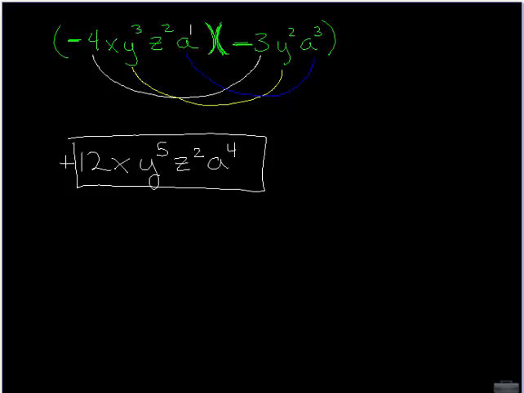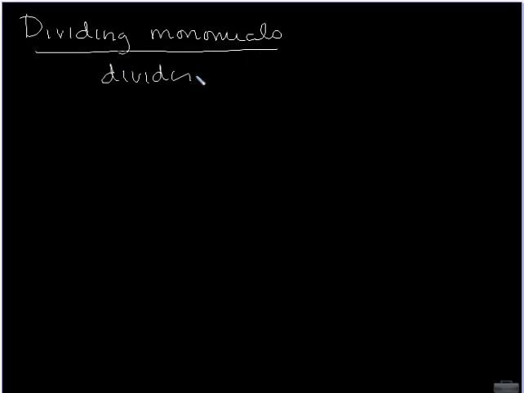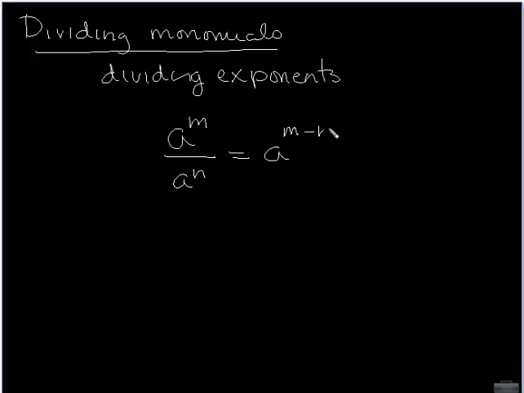Now when we divide monomials, we use the rule for the quotient of powers, and we'll write down all the rules at the end. So dividing monomials uses the rule for dividing exponents. If I have a common base and I divide, I'm going to subtract. The way you can remember this is that multiplication and division are opposite, and so are adding and subtracting. So when we multiply, we add. When we divide, we subtract.